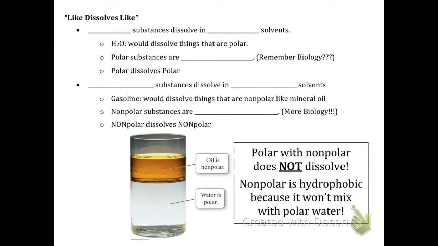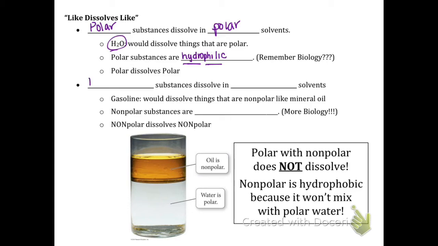So like dissolves like. What does this exactly mean? It means that polar substances dissolve in polar solvents. So we know that water is polar, so water dissolves anything that is also polar, right? Now, here's an example that you might remember. Polar substances are what we call hydrophilic. Remember biology, right? They love water. Okay, so polar dissolves polar. So you think of something that is polar, it will dissolve another thing that is polar.